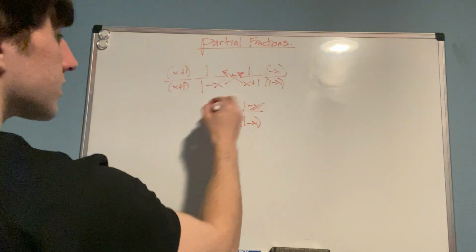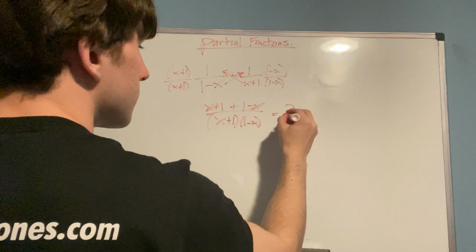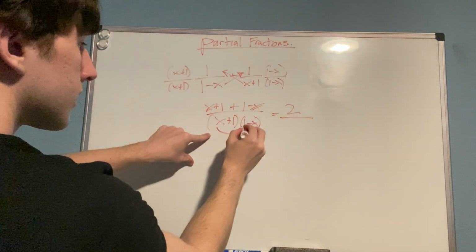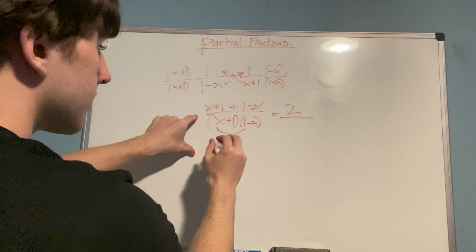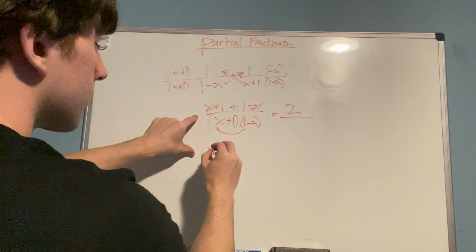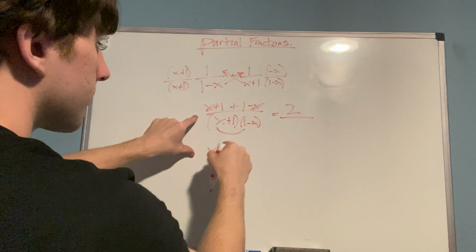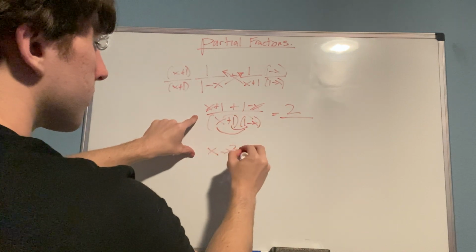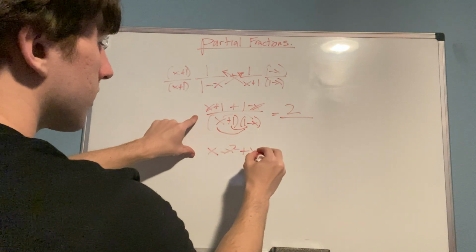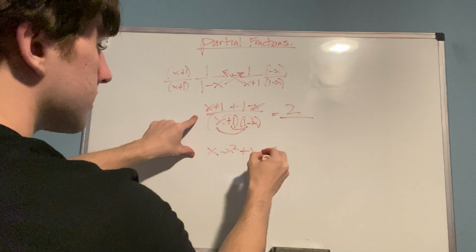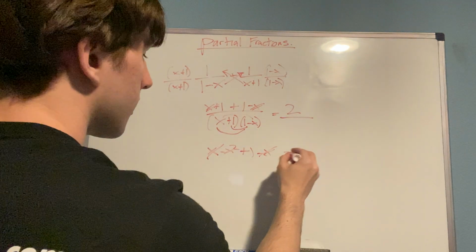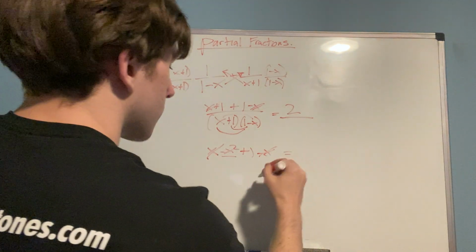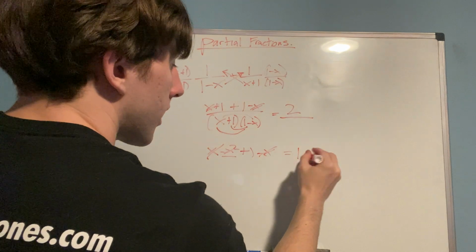The x's cancel out and you get 2 over, and then if you were to FOIL this out, you would get x, and then minus x squared if you multiplied that way. And then you would get plus 1 and then you get minus x. So these x's cancel and you're left with minus x squared plus 1. I'm just going to rewrite it so it's 1 minus x squared.